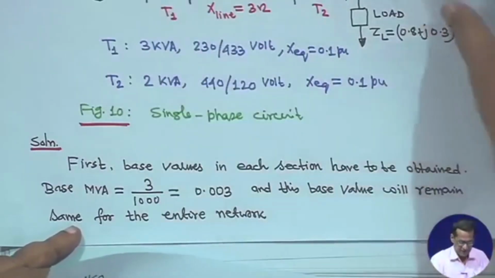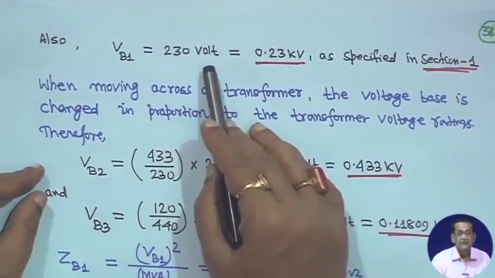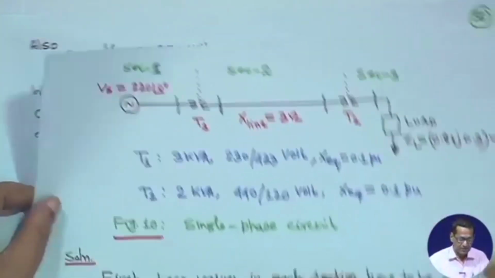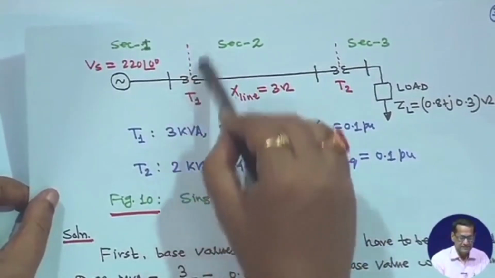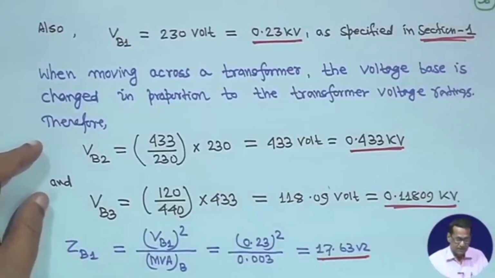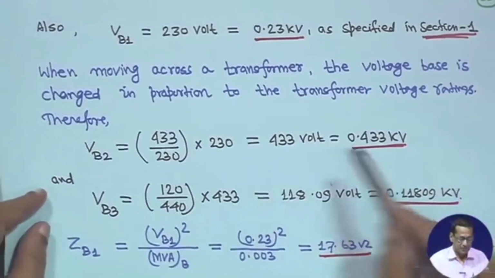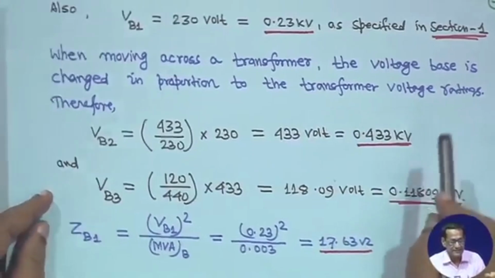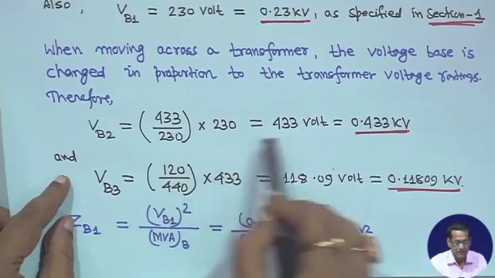Therefore, for section 1, you write voltage base 1 is 230 volt, that is 0.23 kilovolt, right, as specified in section 1, because transformer T1 is 3 kVA 230 volt, so this side is section 1, right. Now, based on that you have to transform the base voltage to the line as well as to the other side. Therefore, when moving across a transformer, the voltage base is changed in proportion to the transformer voltage rating. So, for section 2 the base voltage will be 433 by 230 into 230.